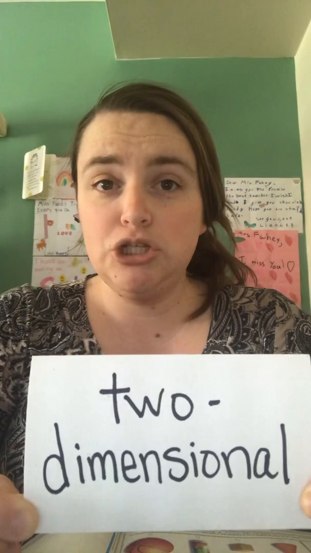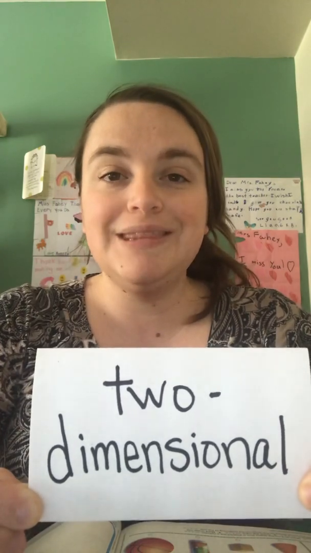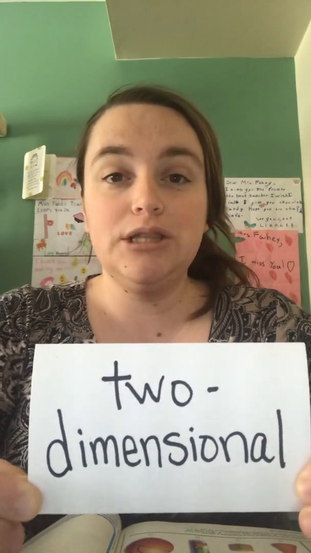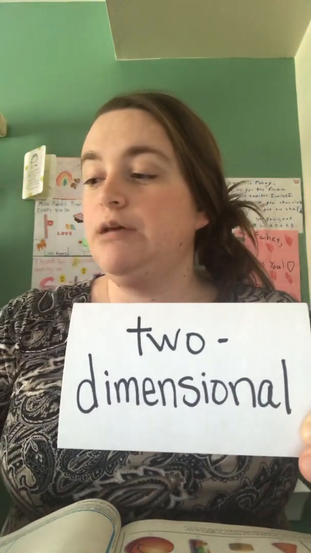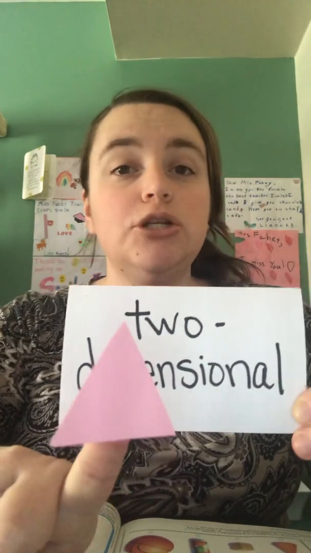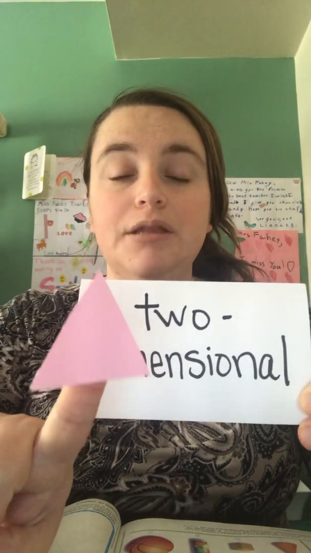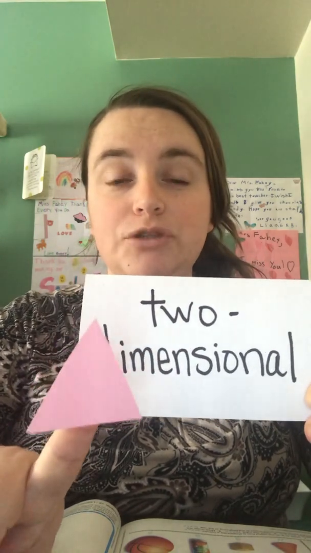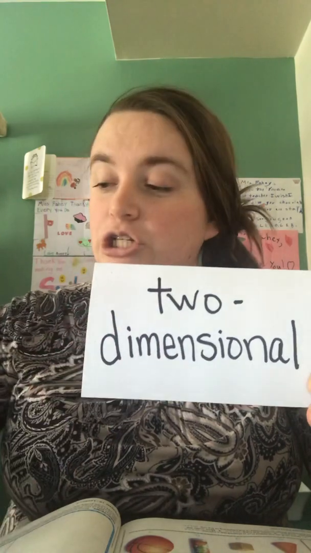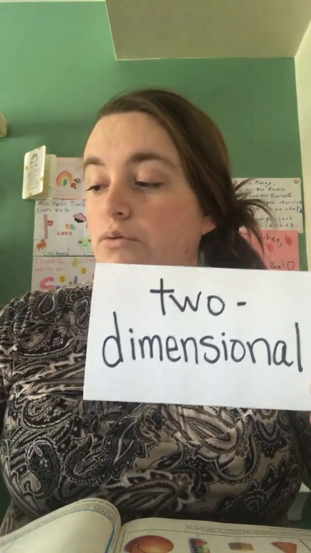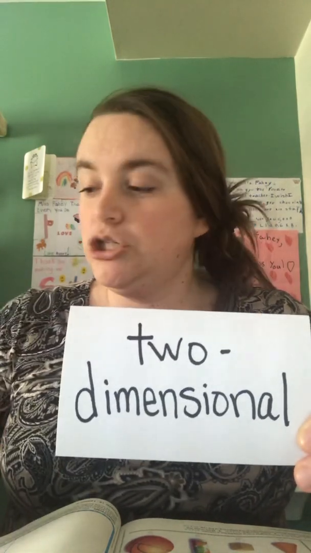A 2-dimensional shape is a shape that is flat. If you look at the shape, it looks like it's smushed down onto your paper. A 2-dimensional shape would be a triangle. It looks very flat. There's not another side to it that we cannot see. It's just a simple flat shape. Most of the shapes that you learned first in school are 2-dimensional.